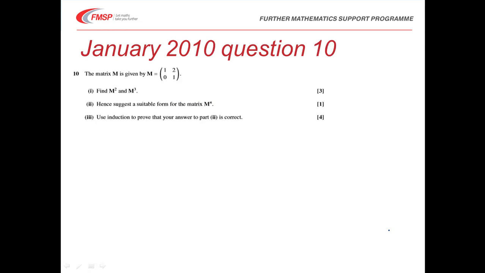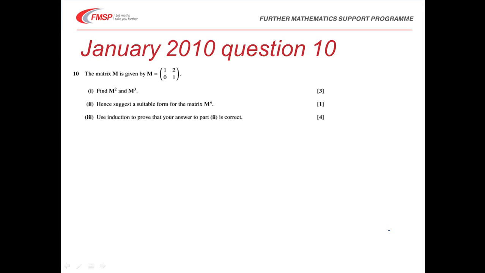So we will have a look just at one more question, which really looks at the second part of the specification, where we've got to make a conjecture. So January 2010, question 10. You're given a matrix M. We're asked to find M squared and M cubed, so a little bit of matrix multiplication there. We're then asked to suggest a suitable form for the matrix M to the power of n, and then we've got to use induction to prove our answer to part 2 is correct. So let's have a little look at how we might do that.